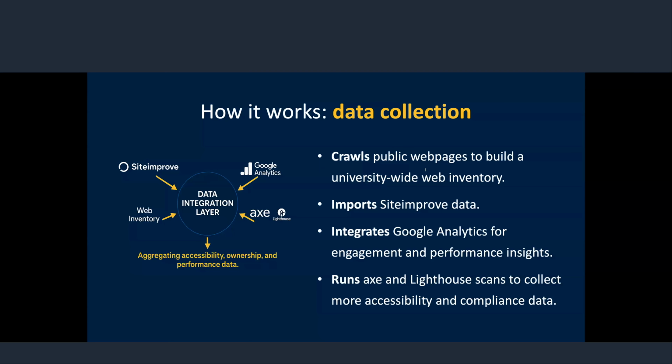So how does this platform work? The first phase of the governance platform build focused on collecting data. It collects data by crawling university web pages and collecting public data to establish a working inventory of websites and web pages. It imports data from our Siteimprove account, which provides another way of building out our inventory and collecting technical, compliance, and impact data on accessibility issues, remediation, and trends. It integrates data from our Google Analytics account, which provides a third way of building out our inventory and provides impact data.